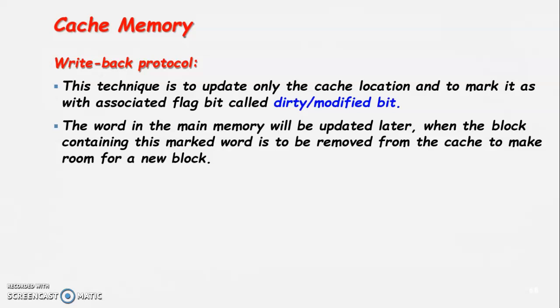The second one is the write-back protocol. Here the data is updated only in the cache and is updated to the main memory at a later time. There is a bit called the dirty bit or modified bit. This bit is set to indicate that the block is updated. And the word in the main memory will be updated later when the block containing this marked word is to be removed from the cache memory.